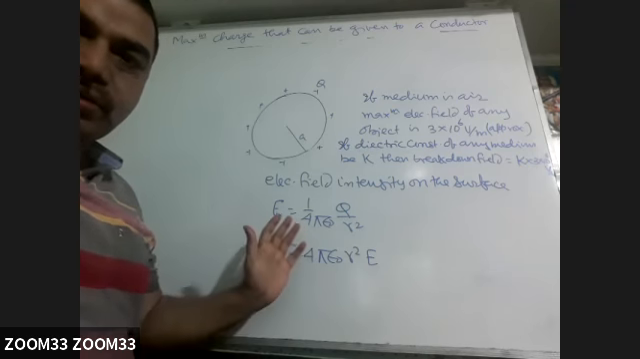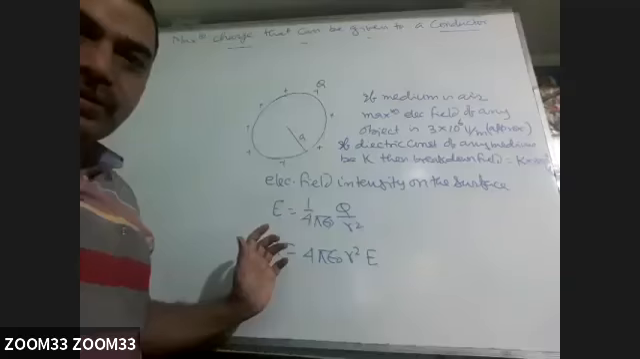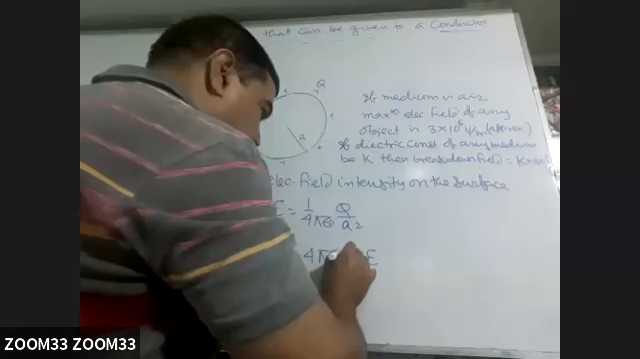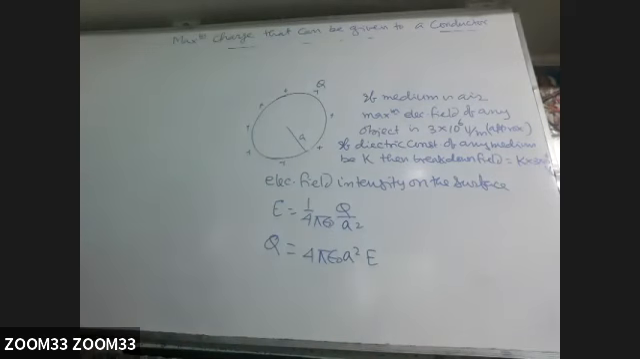Are you getting it? Yes, sir. So here Q by A square will be there. The radius is A here. 1 by 4 pi epsilon naught, Q by A square, where the radius is A. So E equals Q over 4 pi epsilon naught A square.